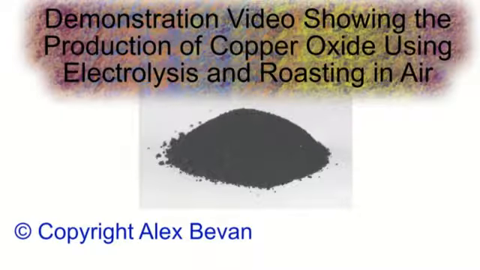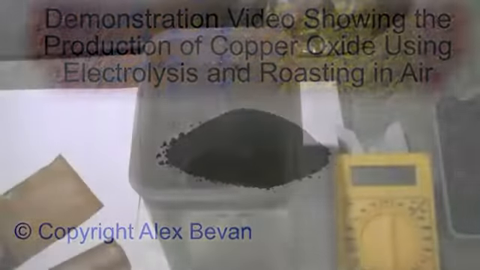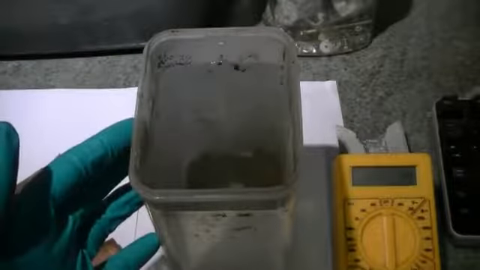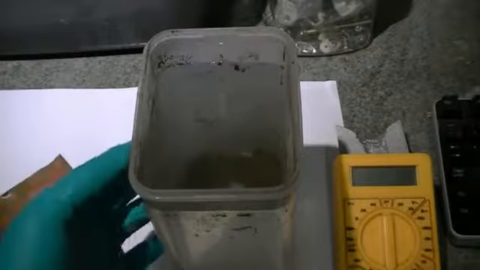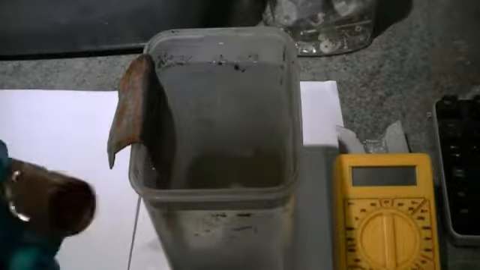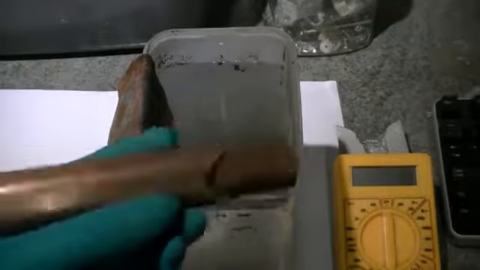In this demo, we're going to turn some scrap copper metal into copper oxide using a couple of processes. The first process we're going to use is electrolysis using a solution of sodium chloride or common table salt. Our electrodes are from some copper water pipe. We've split the cathode down the length and opened it up, and the anode we've cut a notch in the side to help rest on the side of the container.